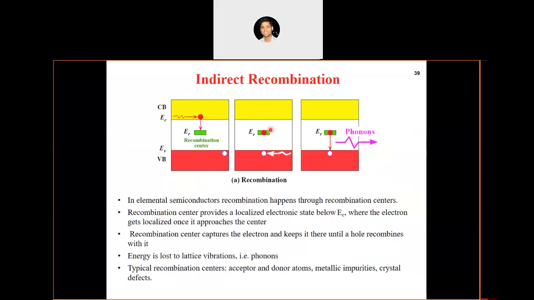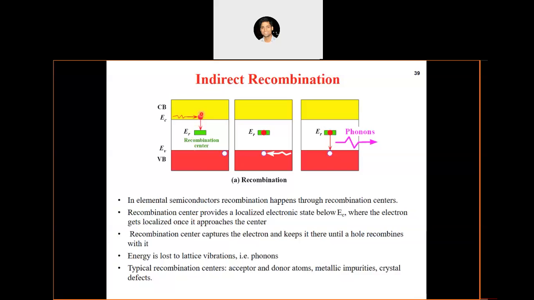In elemental semiconductors, recombination happens through recombination centers. Because there are no states which follow momentum conservation, electrons are first trapped by these recombination centers. These recombination centers are nothing but localized electronic states just below EC. Below the EC energy level, there are empty energy states where the electrons can get localized. In simple terms, the electrons are captured by these recombination centers.